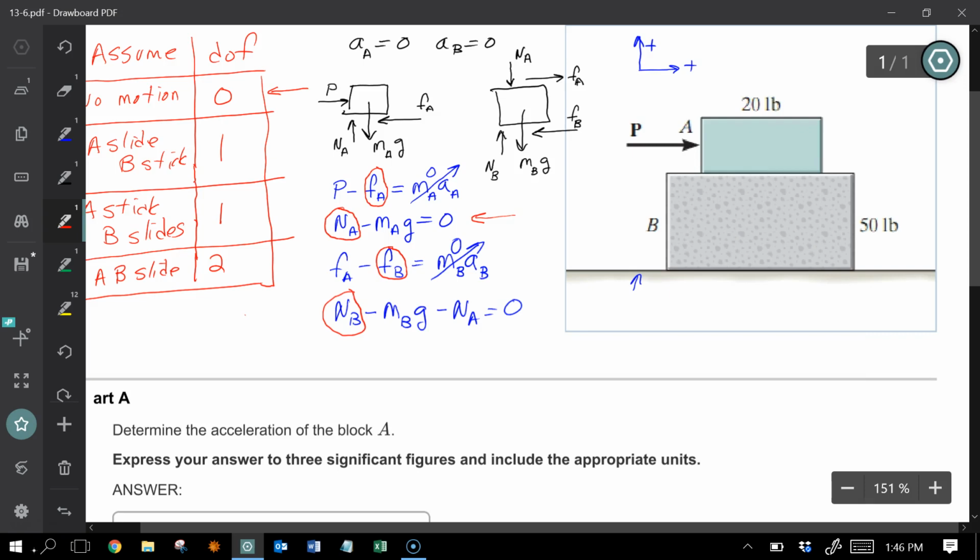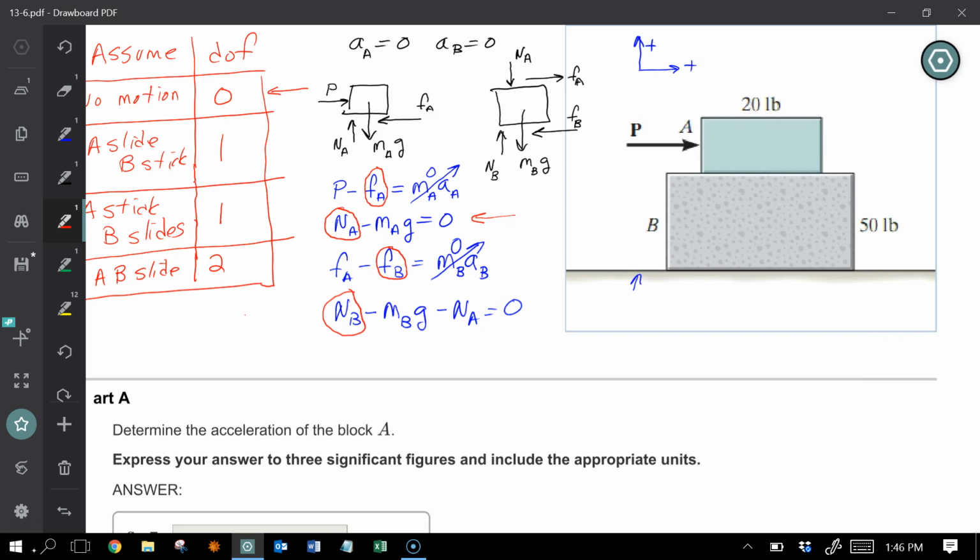So there's 4 unknowns and 4 equations. Can these be solved? Absolutely. So what I'm going to do is pause. I'm going to pull up Mathematica, and I'm going to go ahead and solve these things.